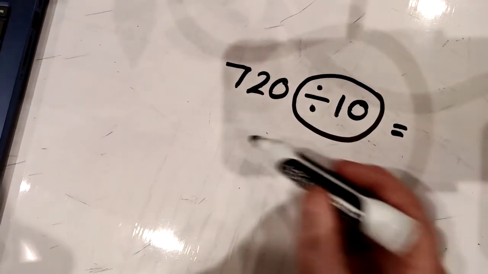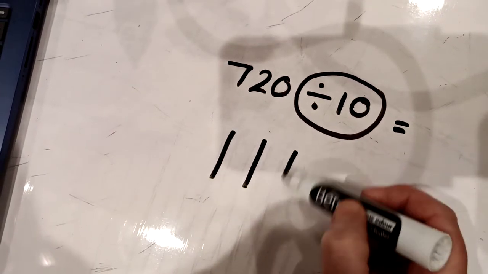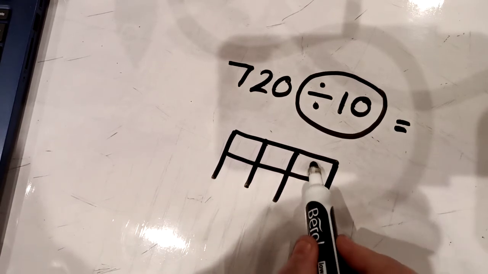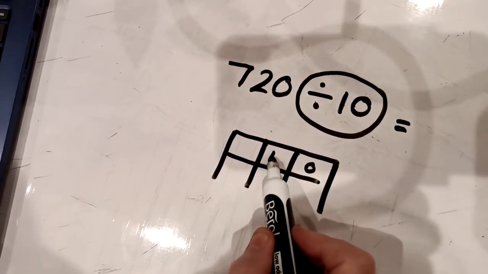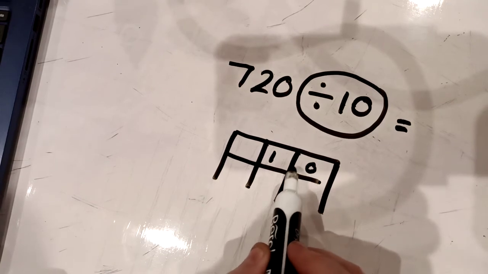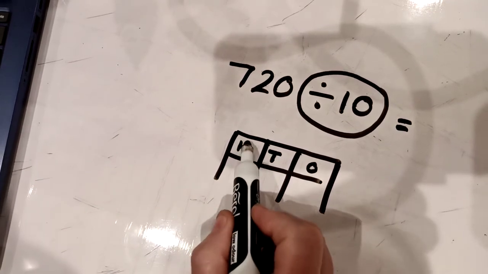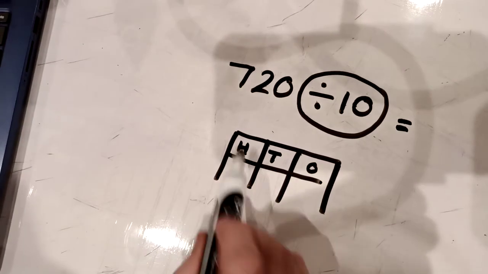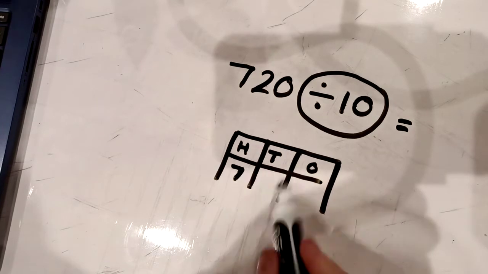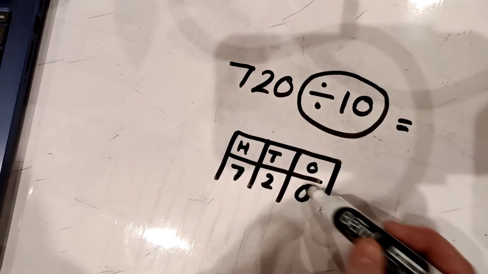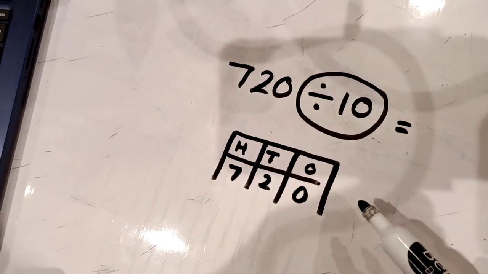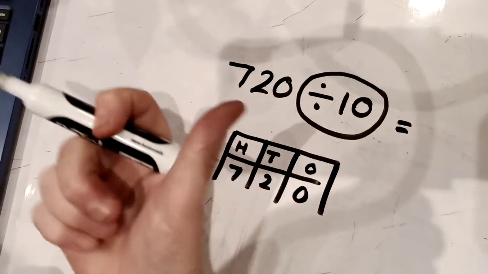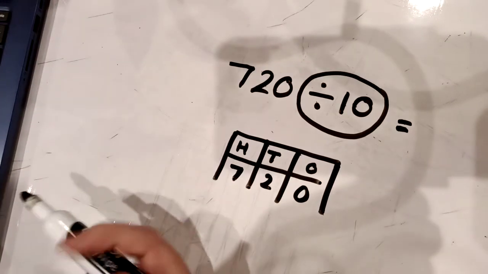Well, like before, you've got to do your place value grid. Here goes. Here's my ones, my tens. There are my hundreds. And I need to write 720 in my place value grid. So here goes. I've got 700s. I've got 2 tens. I've got no ones. Now this time, when I make it 10 times smaller, I'm not going to move my digits that way because that makes them bigger. I'm going to move them that way to make them smaller.